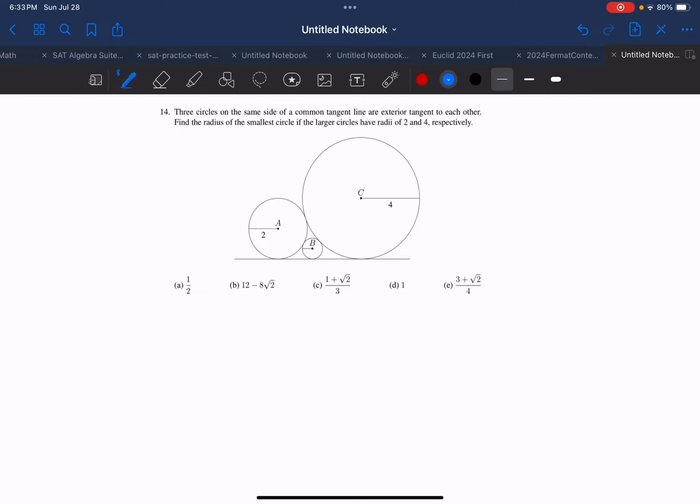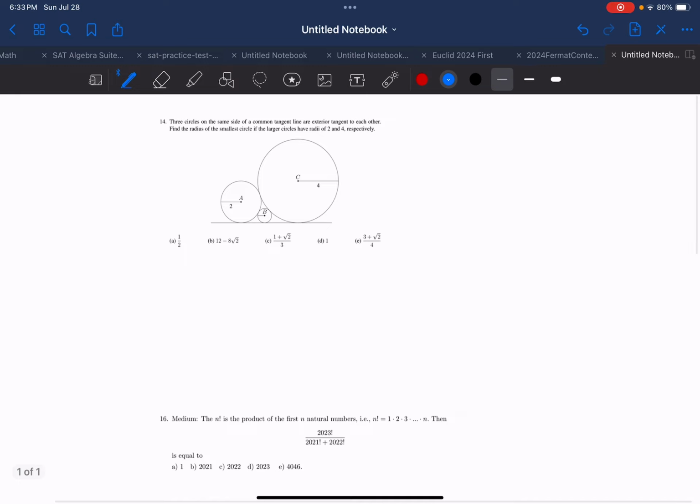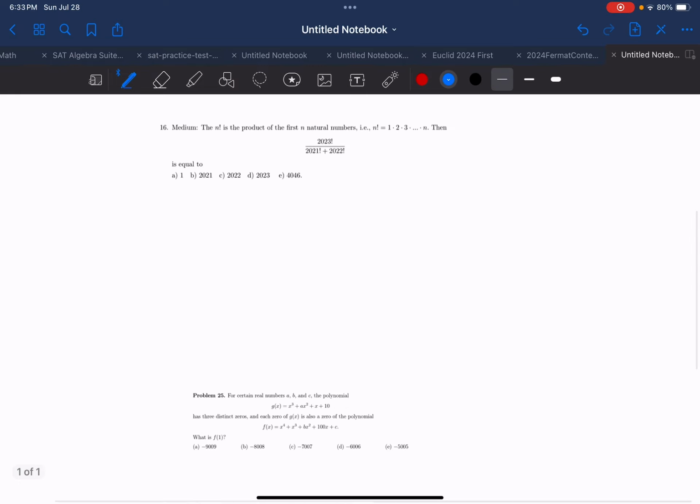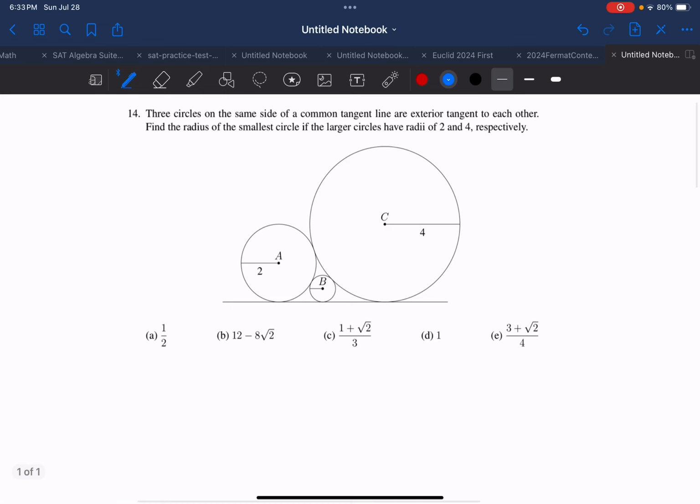Everyone, I got three difficult math questions that require some geometry and algebra to solve. So let's get started. The first question is: three circles on the same side of a common tangent line are exterior tangent to each other. Find the radius of the smallest circle if the large circles have radii of 2 and 4.